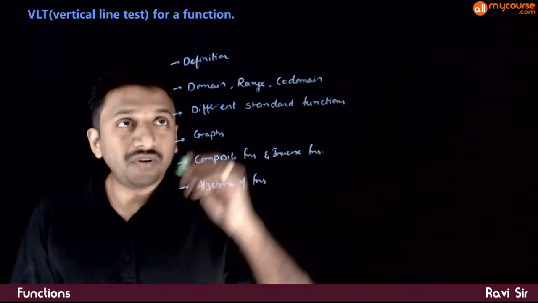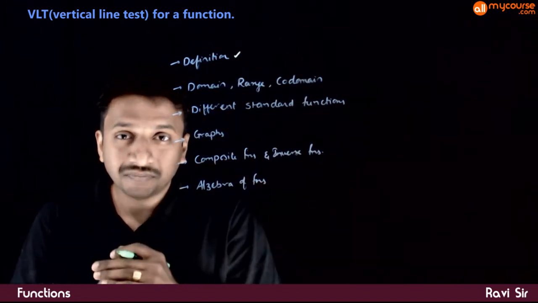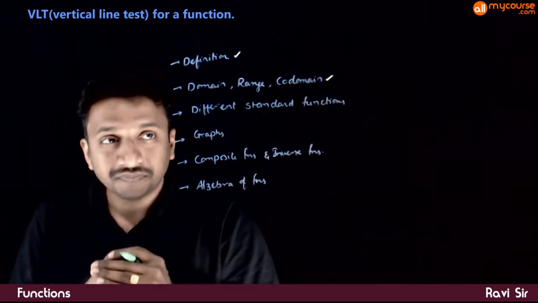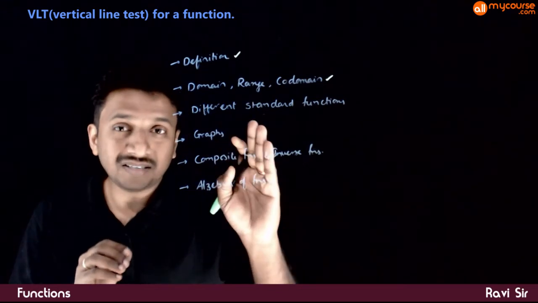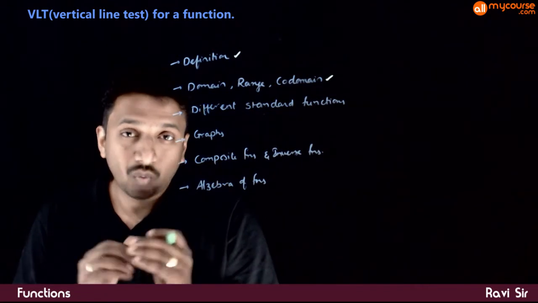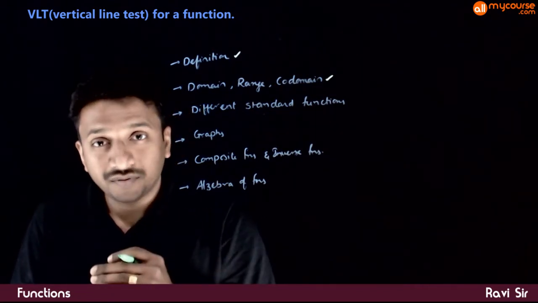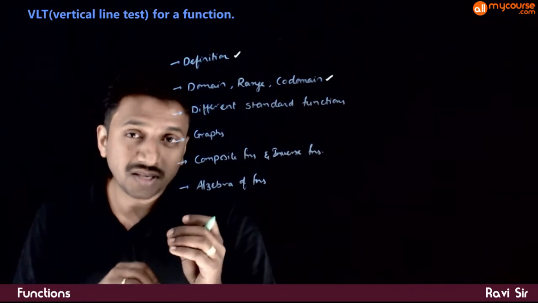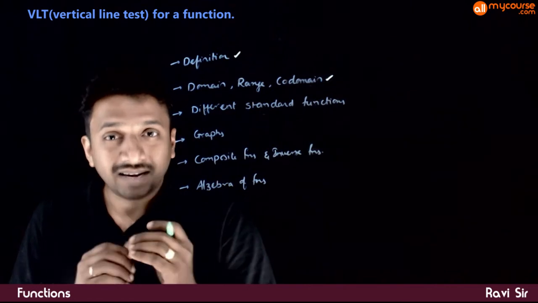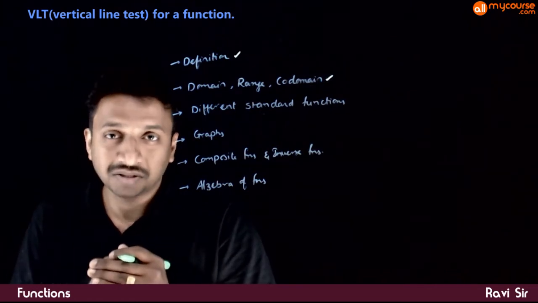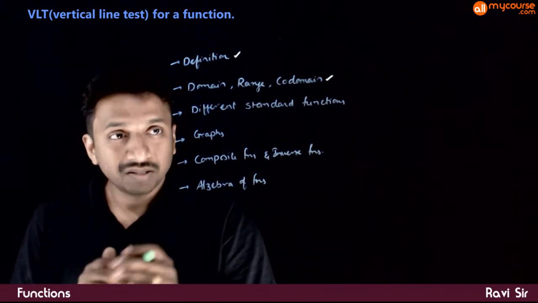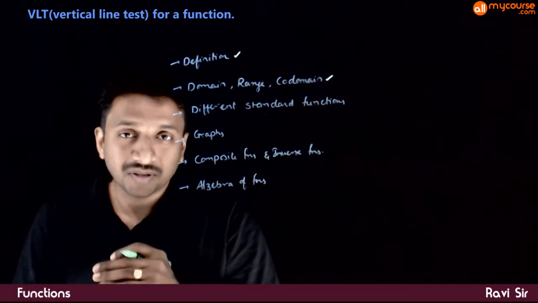In the previous module, we have seen the definition of function, the domain, range and codomain of a function. We have also seen different standard functions, their graphs, what composite functions are and what inverse functions are, and we have also seen how to add, subtract, multiply and get the quotient of two functions. So these are some things which I have covered in the first module. I really hope you have understood all these topics.